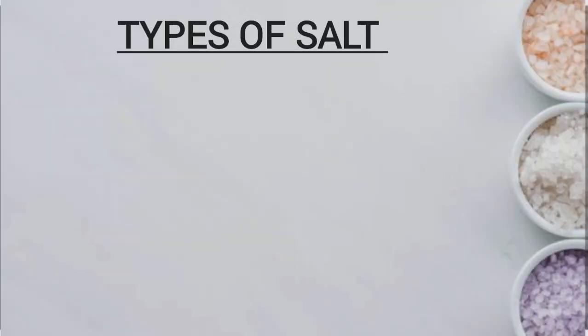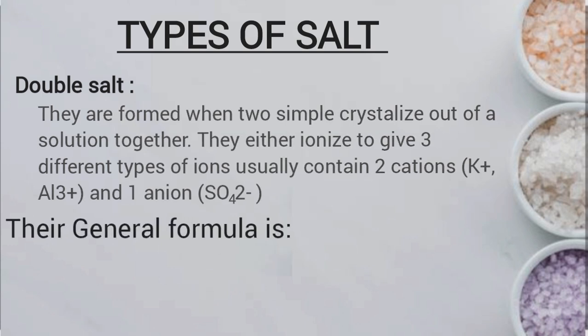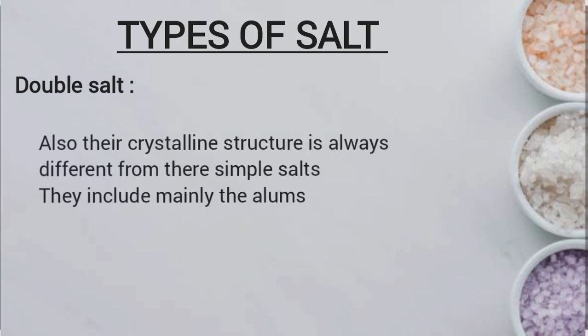Now moving to the next type, which are the double salts. These salts are formed when 2 simple salts crystallize out of a solution together. They usually ionize to give 3 different ions in a solution, and usually contain 2 cations and 1 anion, and this is the general formula. Also, the crystalline structure is always different from their simple salts, and this should be noted. And they will include mainly the alums.